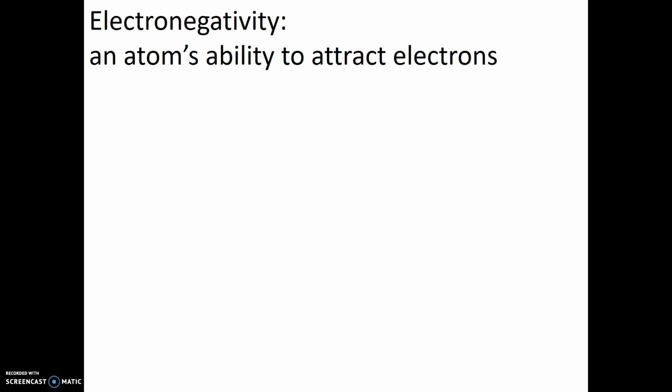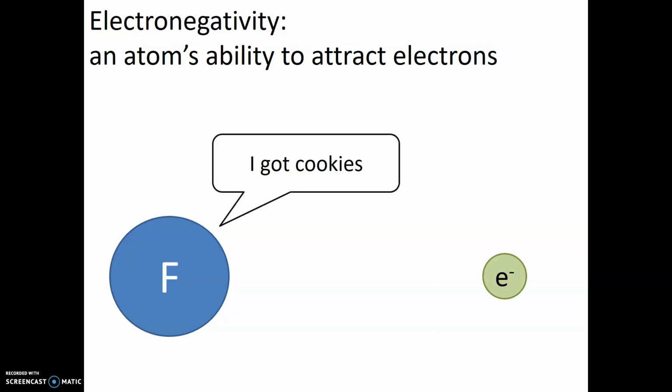As I was saying earlier, this is some review. Electronegativity is the atom's ability to attract electrons, attracting them to their valence shell. So if we're looking at our fluorine here, he's got some cookies, and he's attracting the electron closer to it by having those cookies.